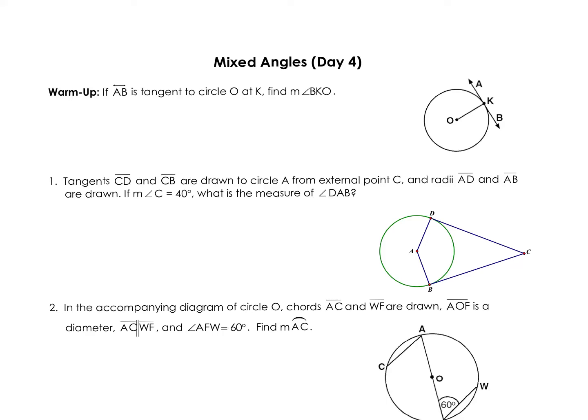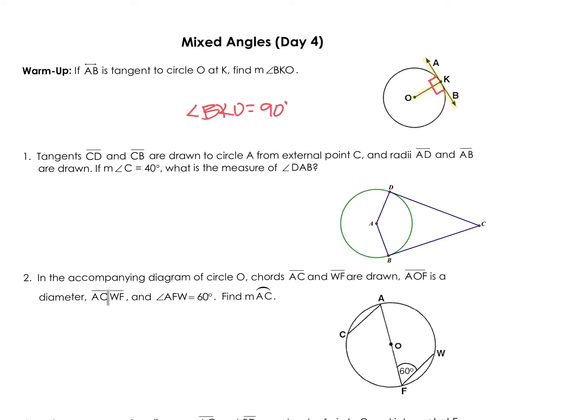All right, this is Mixed Angles Day 4. We're going to start with the warm-up. It wants to know if AB is tangent to circle O at K, find the measure of angle BKO. Well, AB, they just reminded you, is a tangent, and we know OK is a radius. And we have a rule that if a radius meets a tangent, it forms right angles. So angle BKO would equal 90 degrees.